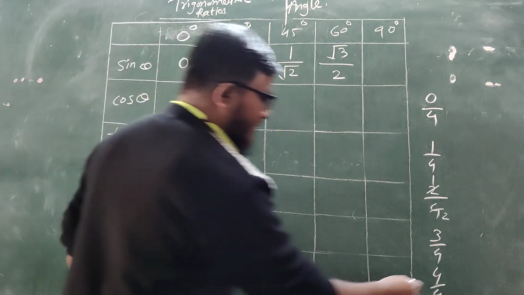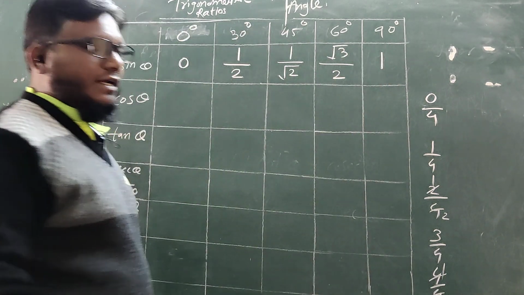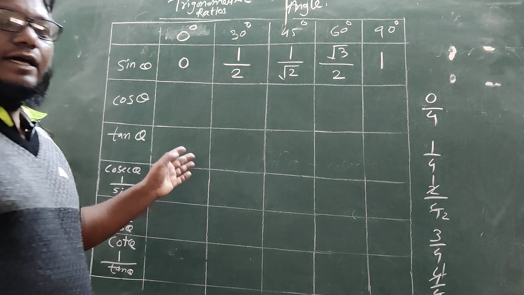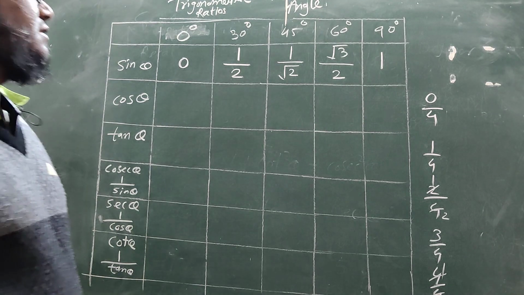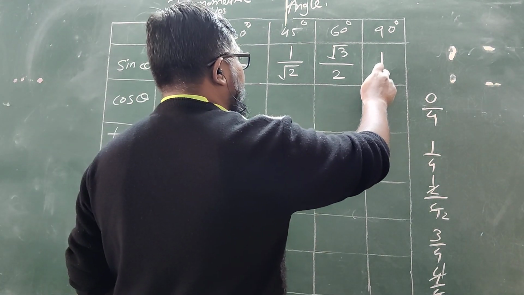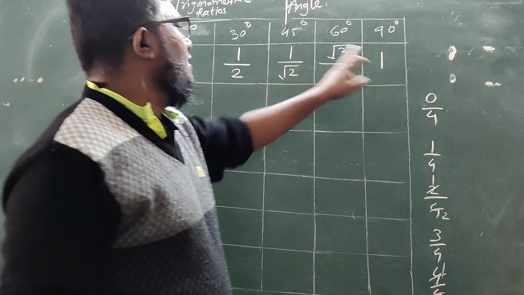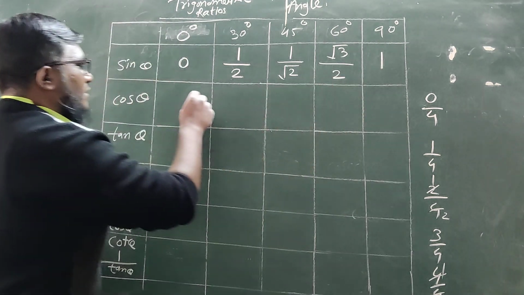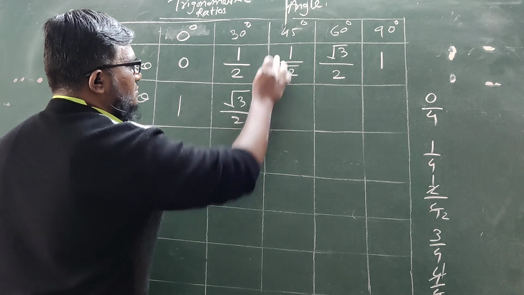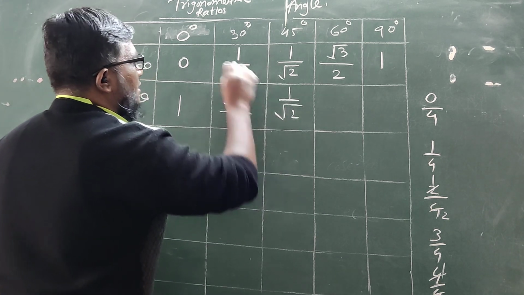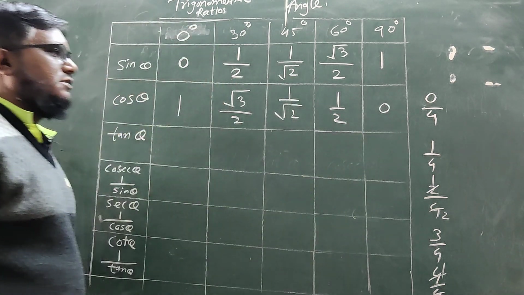Now we will cancel this: 4 1 the 4, 4 1 the 4. The square root of 1 is always 1. Like this we are going to find cos theta by reversing the values. Now 1 is written in the last column of sin theta at 90 degree. This last number we have to take first, this second last we take second, this one as it is, this 1 upon 2 shifts here, and this 0 will go to this side.